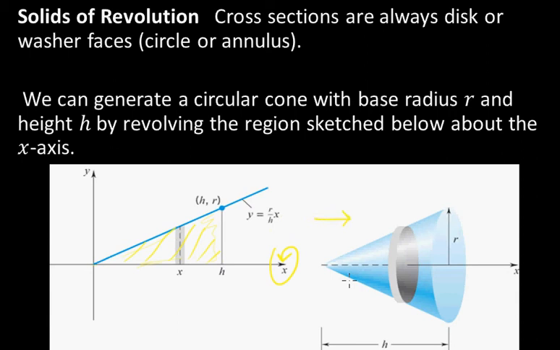You see, we have this solid here. And every solid of revolution has a cross-section that is either a circle, like in this case, here's the cross-section. A cross-section taken at x is a circular cross-section. Or sometimes the cross-sections are washer faces or annulus, and you'll see that in the next example. So in this example, we can generate a circular cone by revolving that region about the x-axis. But I'm not going to do the problem right now. I just want you to see some pictures.